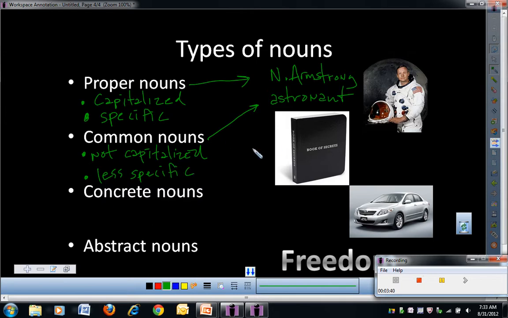So, for instance, we have a book here. But if we wanted the proper noun, it is its title. All right, concrete nouns, and these name objects. The specific thing about these is that a concrete noun names objects, and it is something that we could touch.